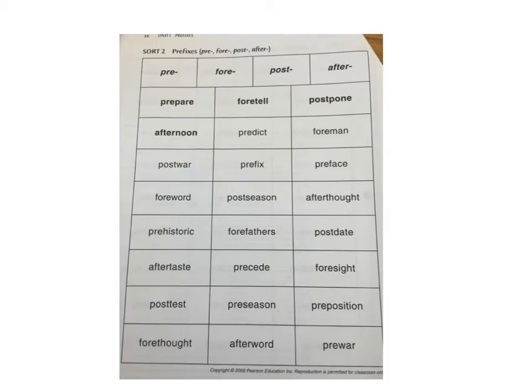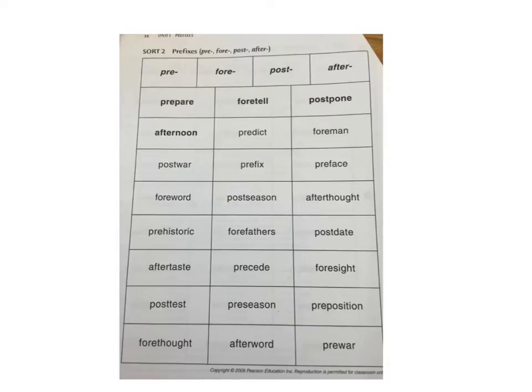Okay, in this lesson, we're looking at prefixes pre, for, post, and after. So you're going to sort these words based on just if they have that prefix. Again, the word prefix actually is in this sort. Oh, look at that. Because we're looking at this prefix, the word prefix and the word for, and both of these, pre and for, those prefixes both mean before. And then post and after mean like after something.